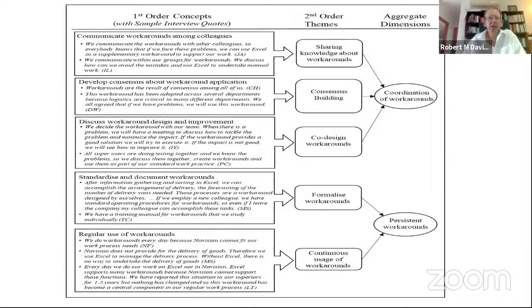So the slide here is probably a little difficult to read. This is the summary of some of my data analysis from a recent study. On the far right-hand side, there are two ovals, coordination of workarounds and persistent workarounds. And those are my two high-level themes, or aggregate dimensions, as I'm calling them. So I'm suggesting that the data I'm interested in, and there is more data which I'm not interested in, can be grouped into these two themes, coordination of workarounds and persistence of workarounds.